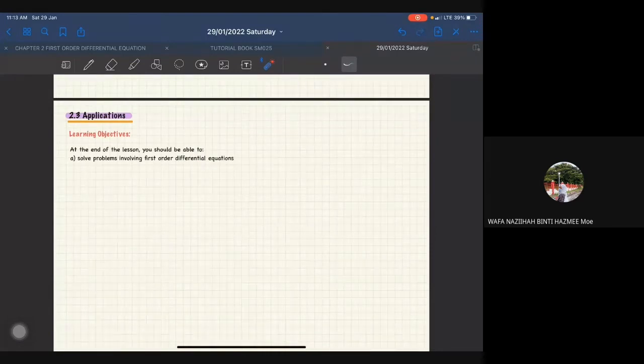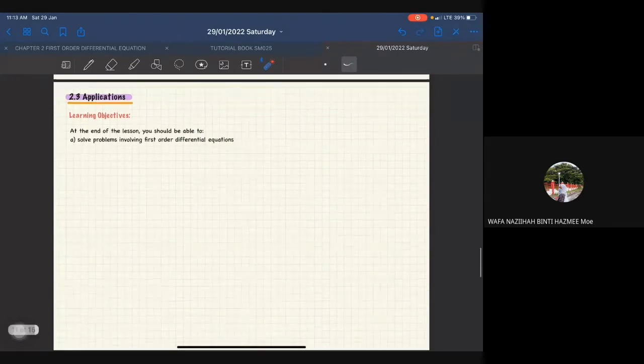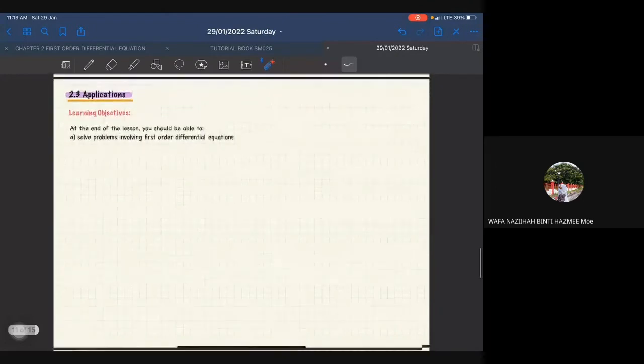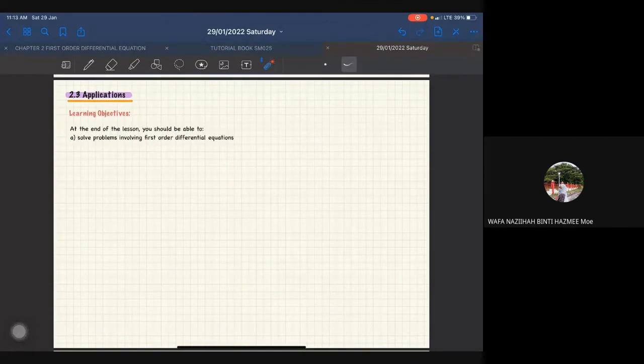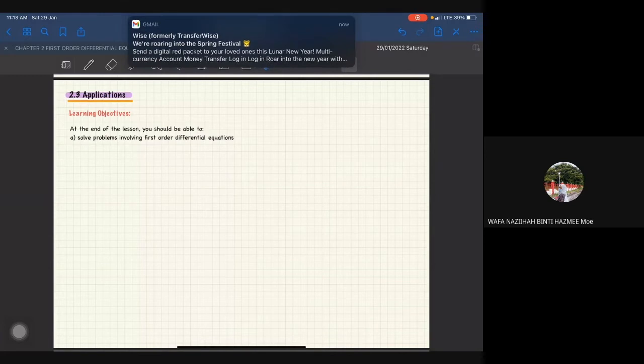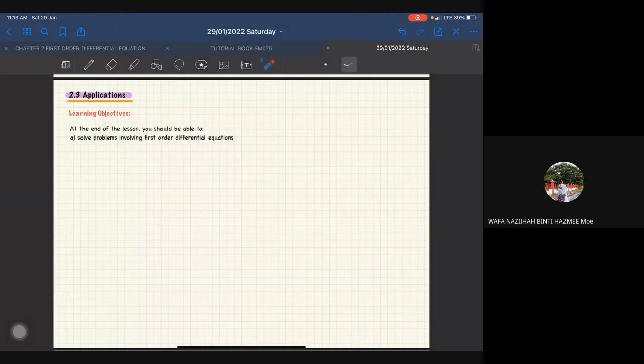Okay, so learning objective dia ada satu je. Alright, so at the end of the lesson, you should be able to solve problems involving first order differential equations. Okay, so nanti ada beberapa masalah, ada beberapa problem yang kita mesti solve guna apa yang kita dah belajar dekat 2.1 and also 2.2. Okay, so applications untuk chapter 2 in differential equations.